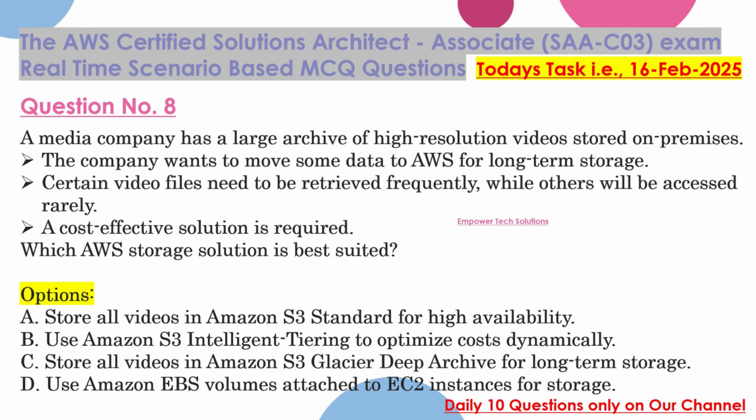Options: A. Store all videos in Amazon S3 Standard for high availability. B. Use Amazon S3 Intelligent-Tiering to optimize costs dynamically. C. Store all videos in Amazon S3 Glacier Deep Archive for long-term storage. D. Use Amazon EBS volumes attached to EC2 instances for storage.